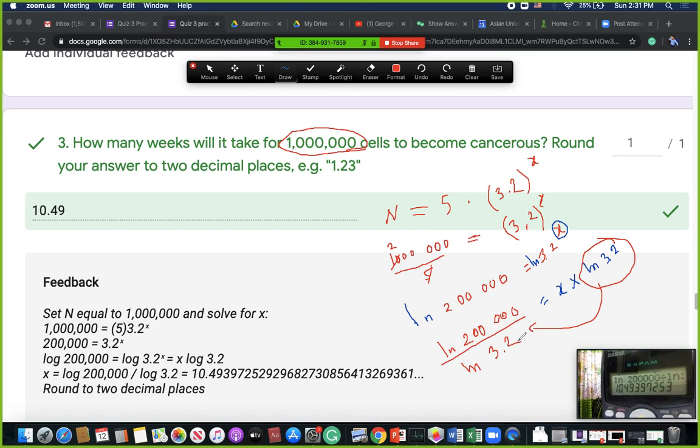Answer is 10.49, or 10.5 also you can say, but 10.49 is better. So x equal to 10.49. Okay, so this is how we get the solution of this question.